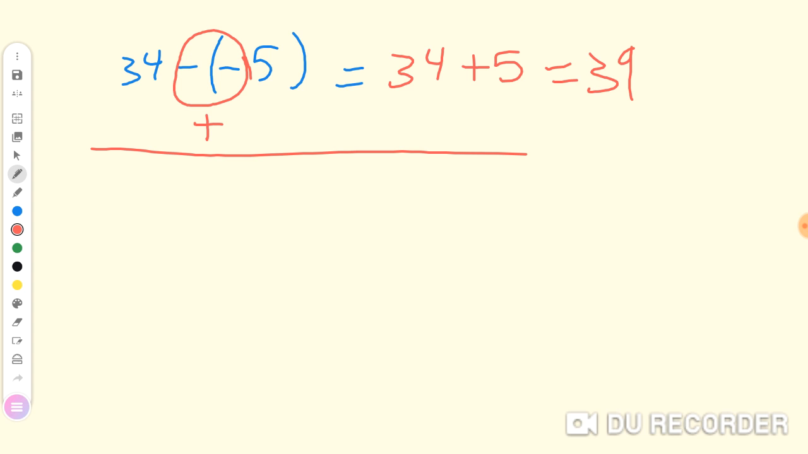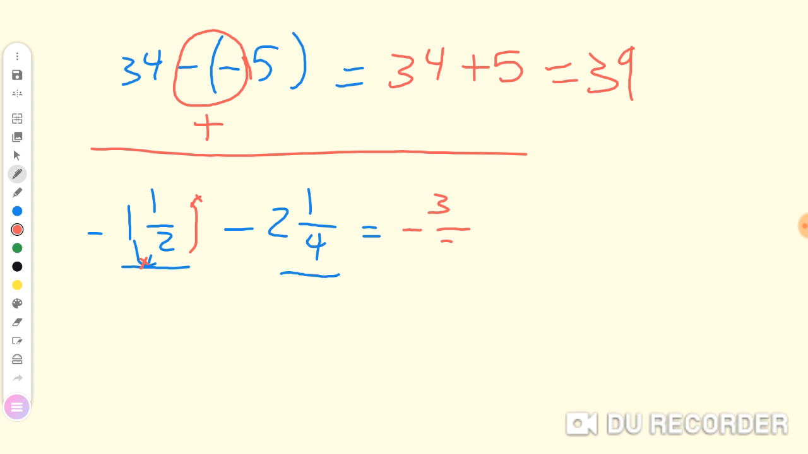Okay, what about rational numbers, adding and subtracting rational numbers? Actually, if I have a problem like this, negative 1 and 1 over 2, minus 2 and 1 over 4. Okay? Actually, I can't do anything with the mixed number. I have to convert it to improper first. Okay? So 1 times 2 is 2, and plus 1 is 3. So it's negative 3 over 2 minus.